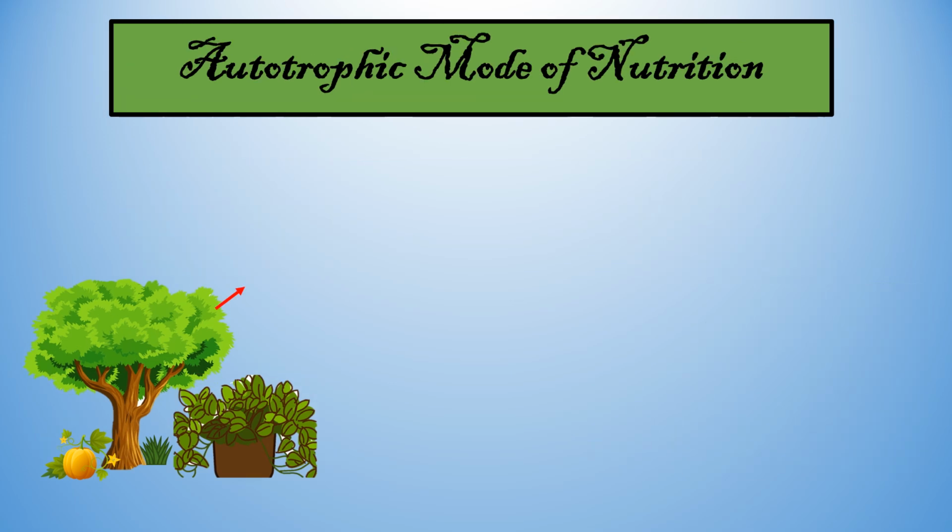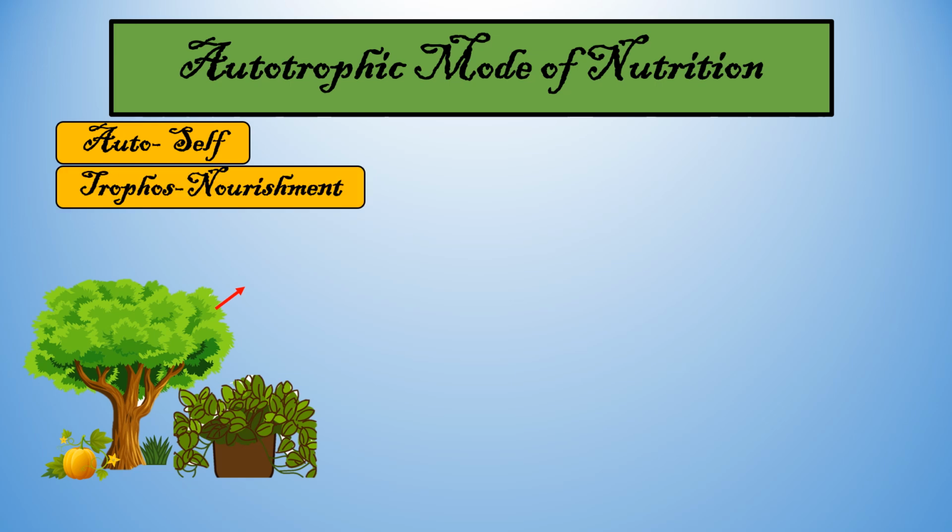This word autotrophic is made up of 2 words. Auto meaning self and trophos meaning nourishment. Plants that obtain nutrition by autotrophic mode of nutrition are called autotrophs. Green plants are autotrophs. They can prepare their own food.